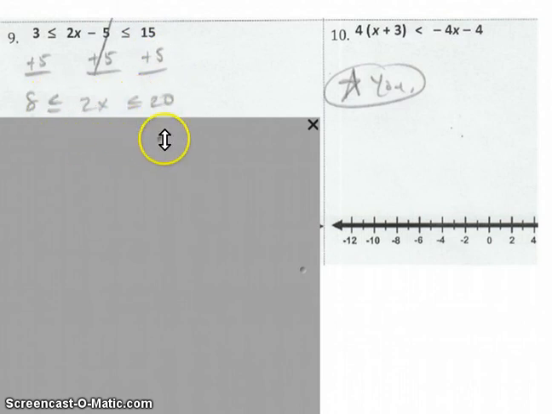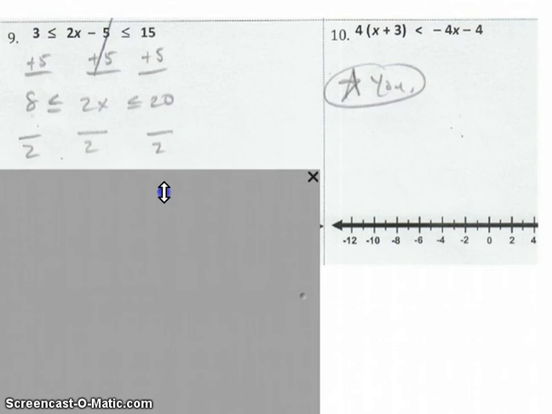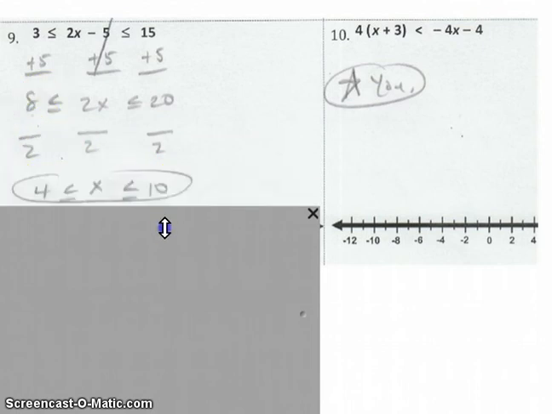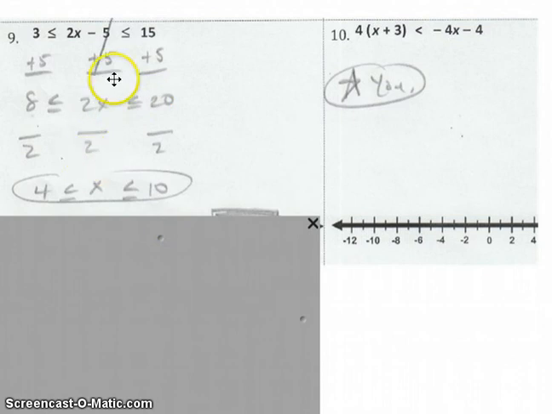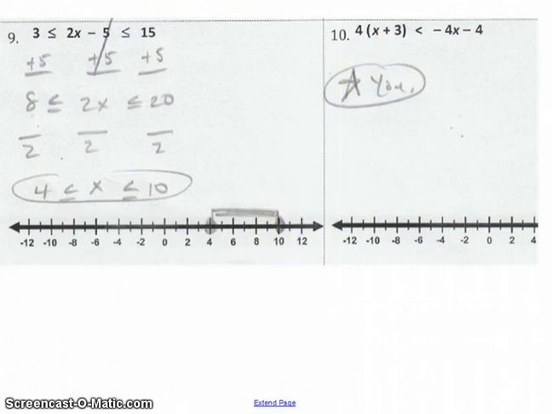Now I'm going to divide by 2 to get rid of that. And on the left, 8 divided by 2 is going to turn out to be 4. This will just be x in the middle here, as I've indicated here, and 20 divided by 2 is 10. Again, haven't done anything to change the direction of the arrows. X is now going to be between 4 and 10. So, in order to graph this, well, it's already graphed there, but let me show you how I did it.